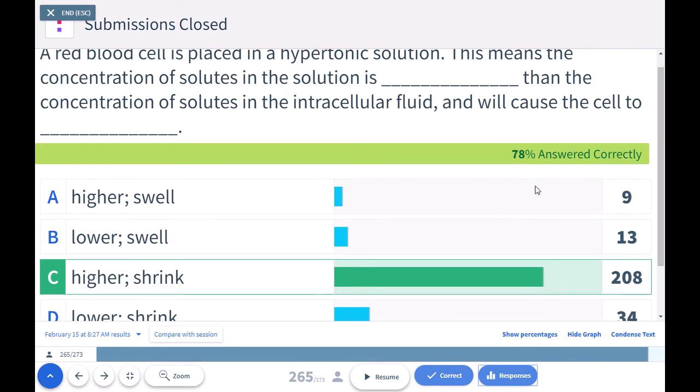So, if you put a red blood cell in a hypertonic solution, the liquid outside of that red blood cell has a higher salt concentration. It's going to have more solutes in it than the inside of the cell. And if there's more solutes outside of the cell, that's going to cause water to go from inside of the cell to outside of the cell. Water will leave the cell, and as water leaves the cell will shrink or crenulate as it becomes smaller and shrivels up.